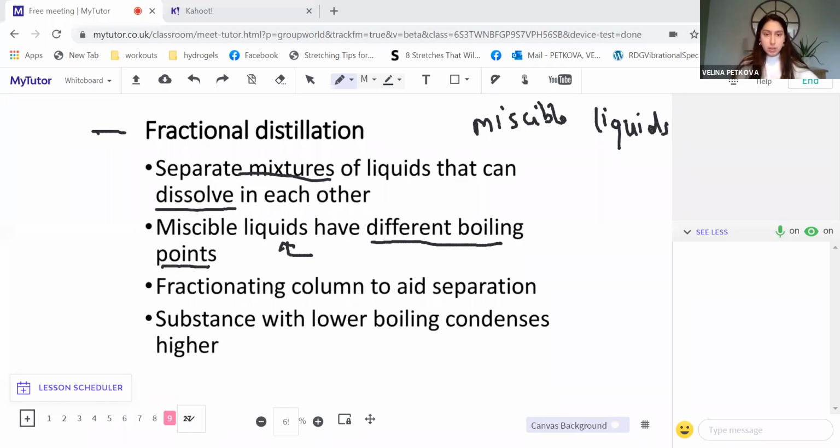Sorry, I'll look at the questions quickly. Is fractional distillation also in the alkane organic chemistry topic? Yeah, perfect, well done. So I'm going to link fractional distillation to that topic in a sec.